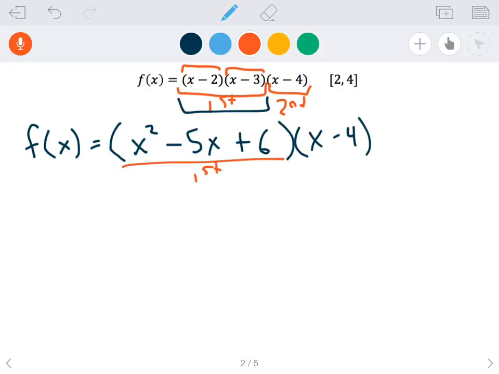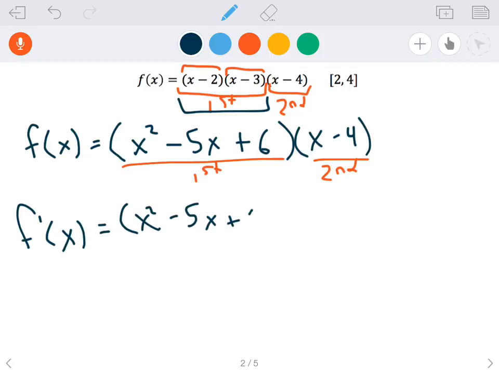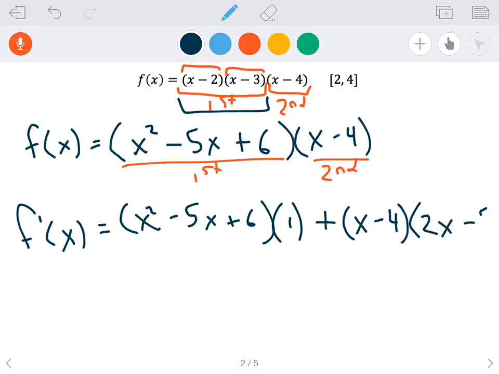I've got a first and a second. So f prime of x is equal to the first times the derivative of the second, which is just 1, plus the second times the derivative of the first. And if I'm going to set this equal to 0, I would really like to get this down to a quadratic that I could solve, some method for quadratics.